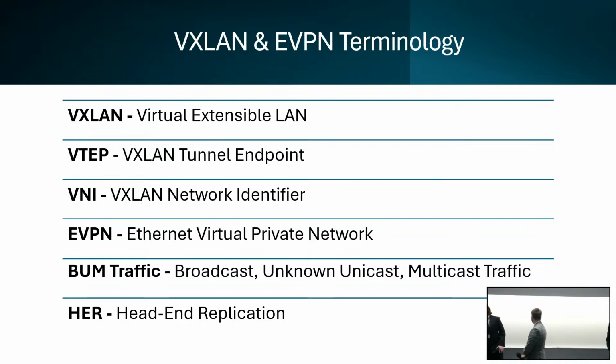Next, we're going to talk about some of the basic terminology that we're going to be talking about later in this presentation, so we can all make sure we're on the same page. First, we have VXLAN, which is Virtual Extensible LAN. Then we have VTEP, which is a VXLAN tunnel endpoint. A VNI is a VXLAN network identifier. We have EVPN, which is Ethernet Virtual Private Network. We have BUM traffic, which is broadcast, unknown unicast, and multicast traffic. And then we have HER, which is head-end replication, and that is a route distribution method used by VXLAN.